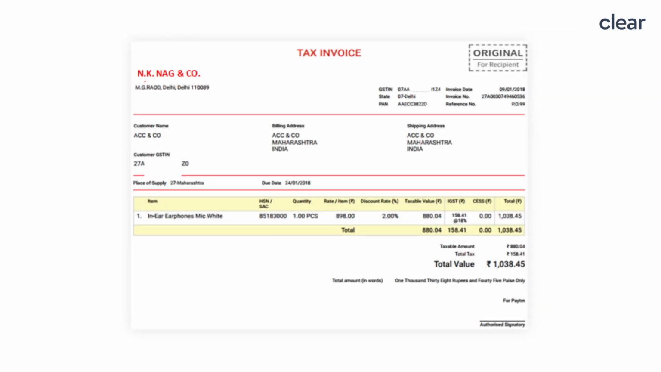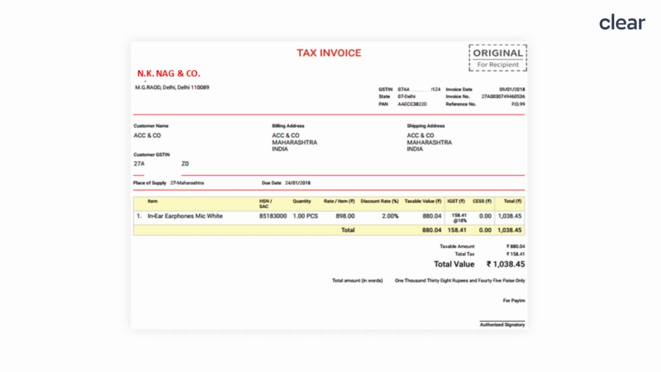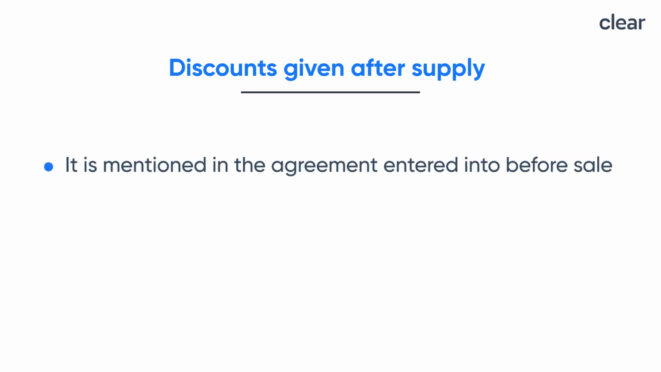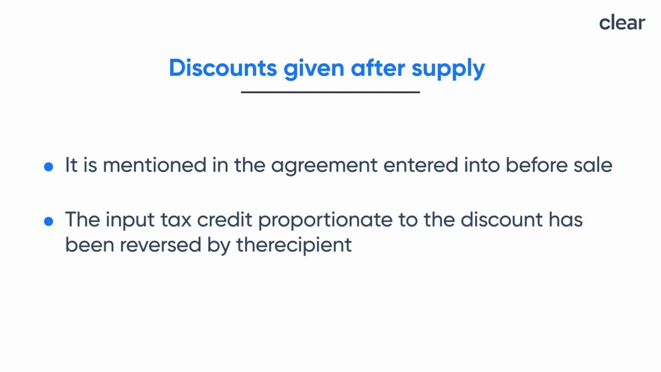How are discounts valued under GST? Well, discounts given before or at the time of supply will be allowed as a deduction from transaction value. Such discounts must be clearly mentioned on the invoice. What about discounts given after supply? Discounts given after supply will be allowed only if it is mentioned in the agreement entered into before sale and can be specifically linked to the relevant invoice, and the input tax credit proportionate to the discount has been reversed by the recipient of the supply.